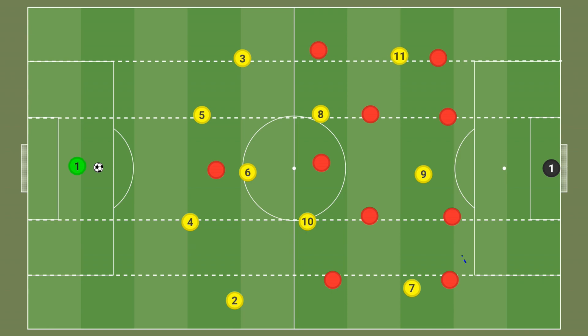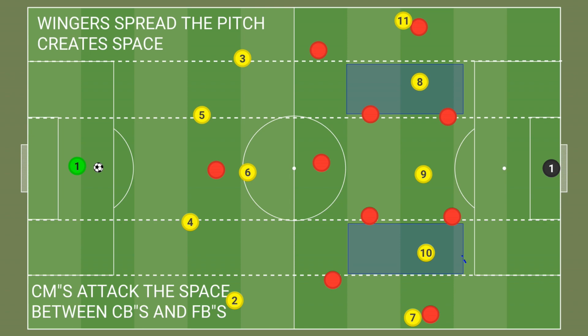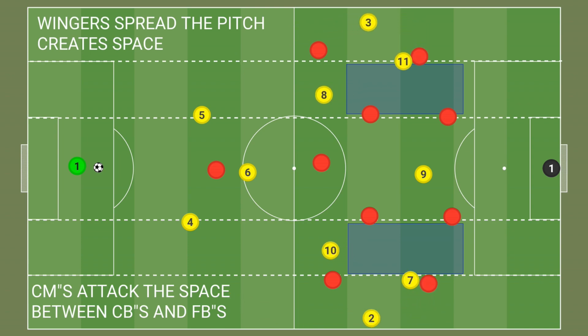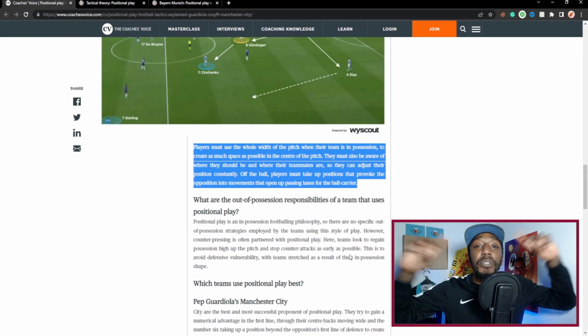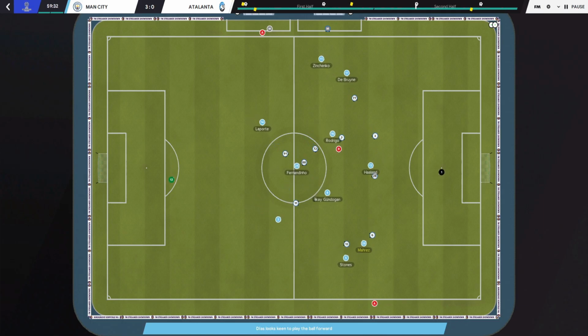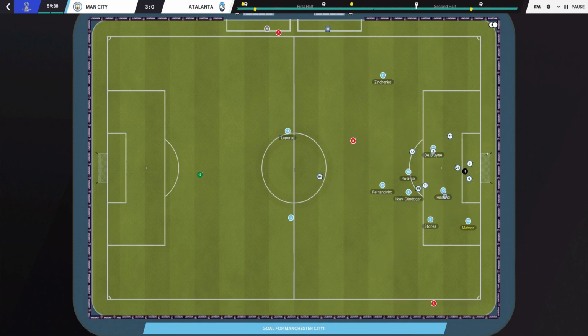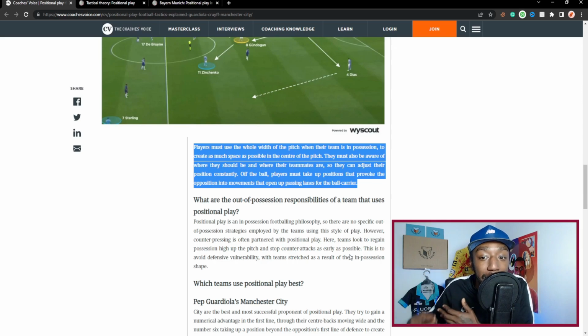Positional superiority involves getting players in positions between or behind the opposition lines, where they are more likely to have time and space on the ball and thus more likely to affect the game. Any player in a team using positional play must always strive to achieve one of these 3 types of superiority. Players must use the whole width of the pitch when in possession to create as much space as possible in the center of the pitch. They must also be aware of where they should be and where their teammates are, so they can adjust their position constantly. Off the ball, players must take up positions that provoke the opposition into movements that open up passing lanes for the ball carrier.